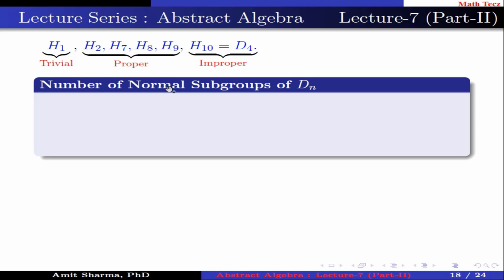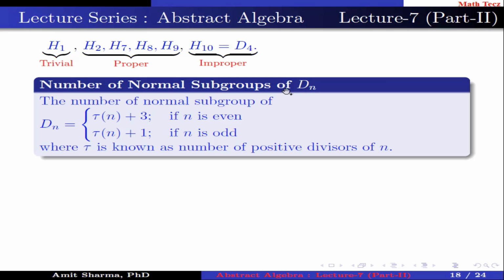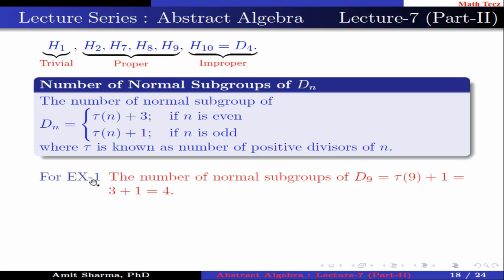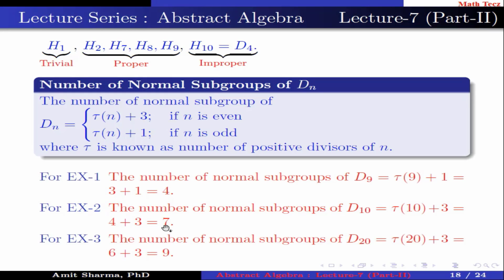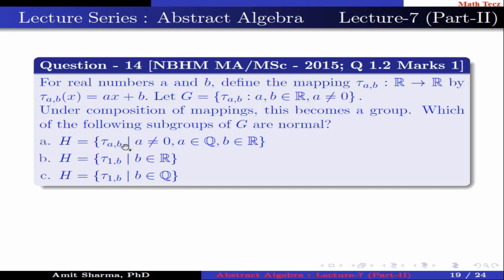Next is the number of normal subgroups of Dn. The number of normal subgroups of Dn is equal to tau of n plus 3 if n is even, tau of n plus 1 if n is odd, where tau of n is the number of positive divisors of n. Example number 1. The number of normal subgroups of D9 is tau of 9 plus 1, which is equal to 4. Example number 2. The number of normal subgroups of D10 is tau of 10 plus 3, which is equal to 7. Example number 3. The number of normal subgroups of D20 is tau of 20 plus 3, which is equal to 9.